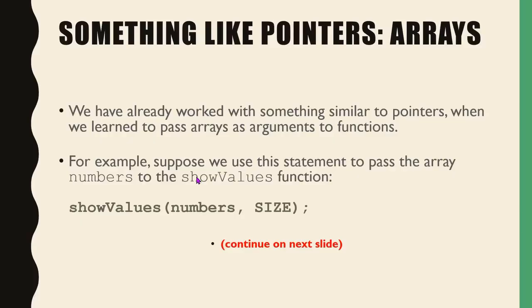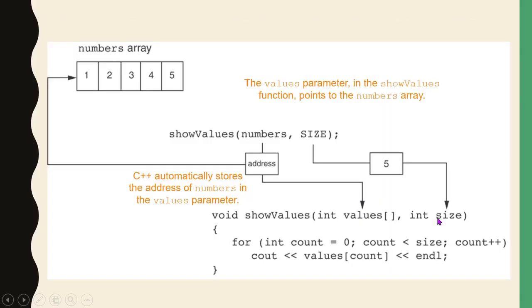We've used a couple of things that are like pointers, and one of those things is arrays. So when we pass arrays as arguments to functions, remember I said they are automatically passed by reference. But really what is being passed is the memory address of the very first element in the array. So let's take an example of calling a function called showValues and sending an array called numbers, and where size is the size of the array.